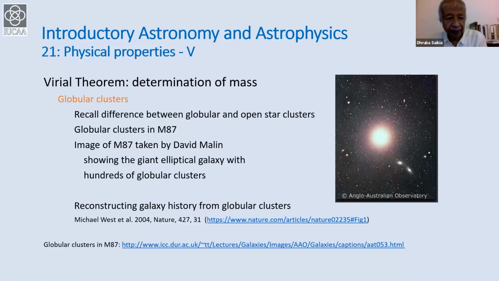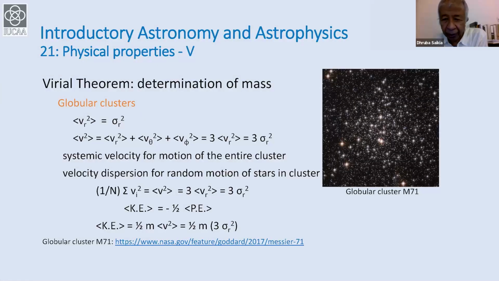This one shows an image of the famous M87 galaxy, Messier 87 in the Virgo cluster of galaxies, where surrounding it there are many hundreds of globular clusters. There are some articles which I've given a reference to over here, which would be interesting to read. Now let's see how we go about it.